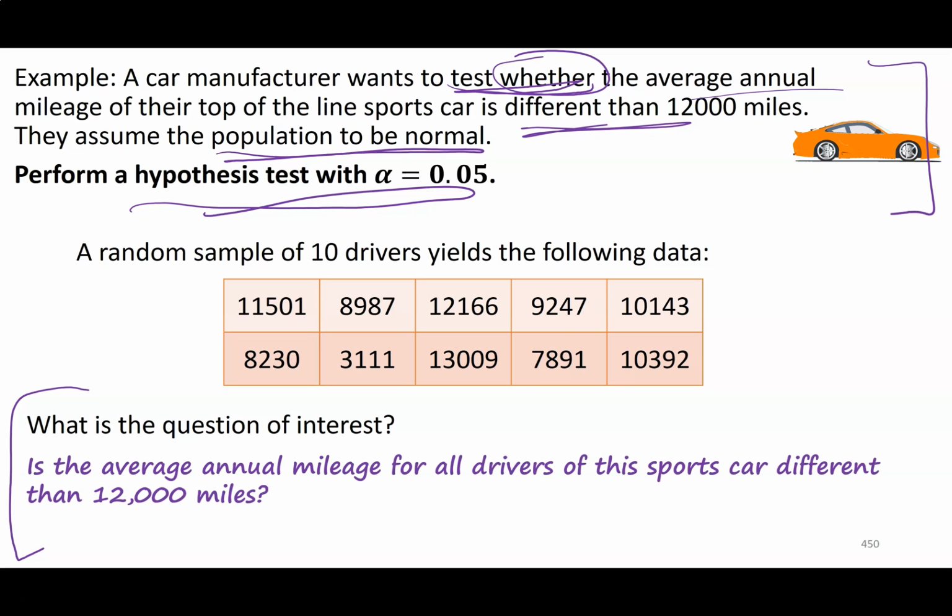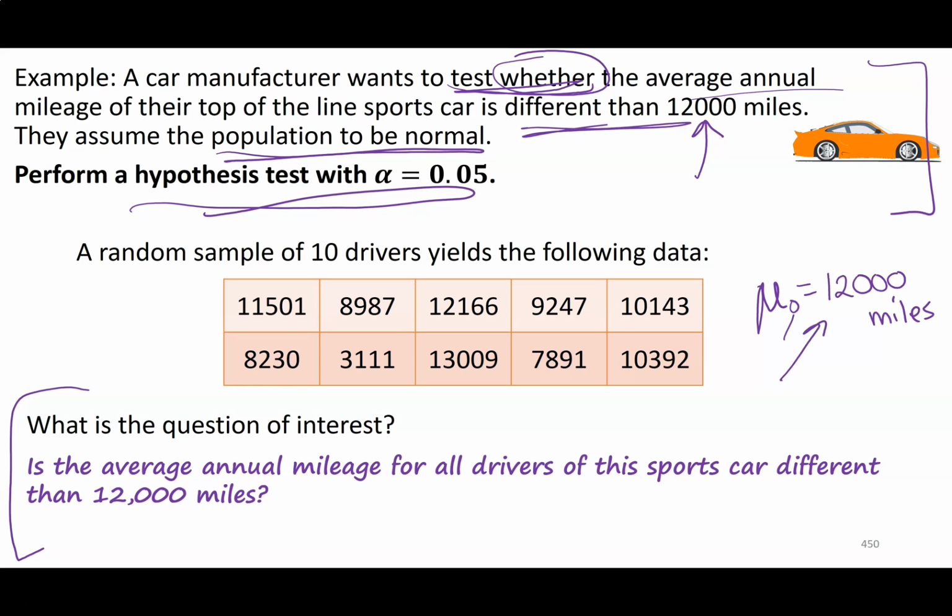So specifically, I'm going to ask, is the average annual mileage for all drivers of this sports car different than 12,000 miles? So here, our claimed value is 12,000 miles, right? It just came from here. It didn't come from the sample. It's just some value they're interested in. It could be that if it was different than 12,000 miles, they might want to update their warranty policy, or they might want to change something. I'm not entirely sure why they picked 12,000, but it doesn't come from the sample.